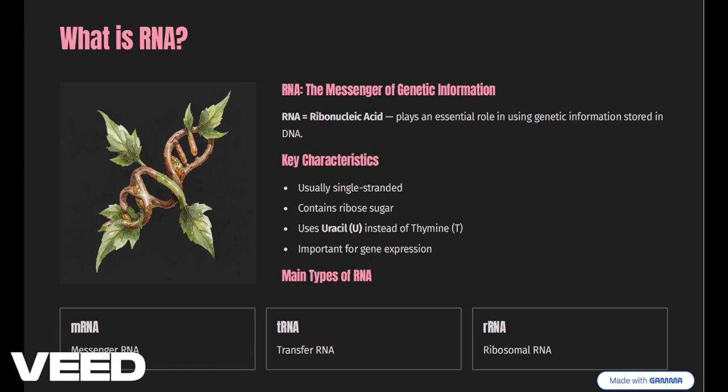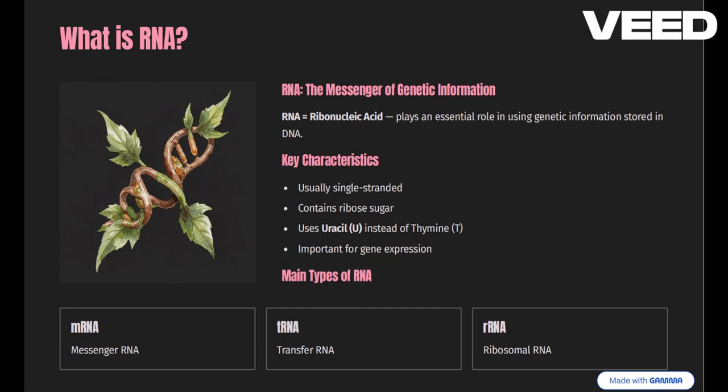One important difference between DNA and RNA is the nitrogenous bases. DNA uses thymine, RNA uses uracil. RNA is also very important for gene expression. There are different types of RNA. mRNA carries genetic information from DNA and serves as a template for protein production.